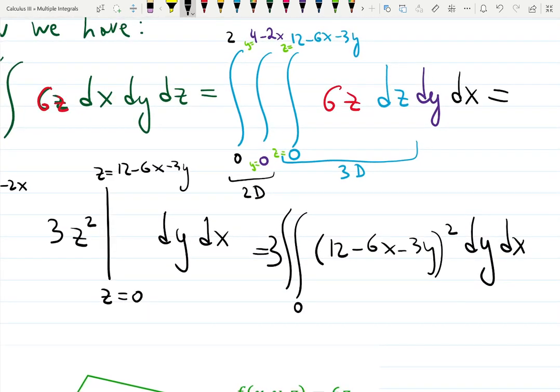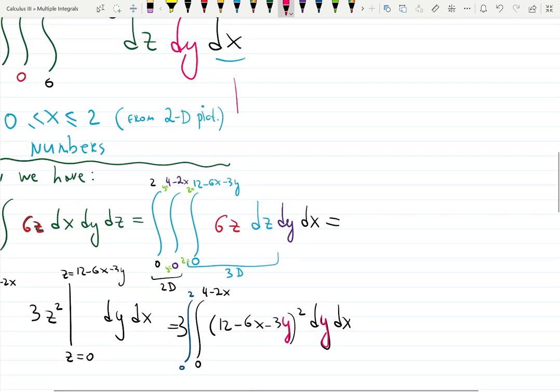y was from 0 to 4 minus 2x. Let me change the color a little bit, and x from 0 to 2. Now it's a two-dimensional integral. You know how to do that one, do you? Yeah. No. The thing is, we're integrating right now with respect to y, so actually it's just one variable. It's actually chain rule. Either you write down the square of this polynomial and distribute everything, or you do chain rule here. I like chain rule, so I will show you how to do chain rule.